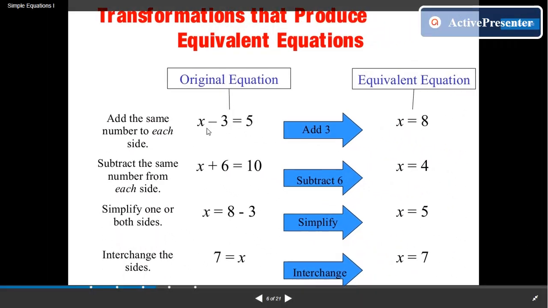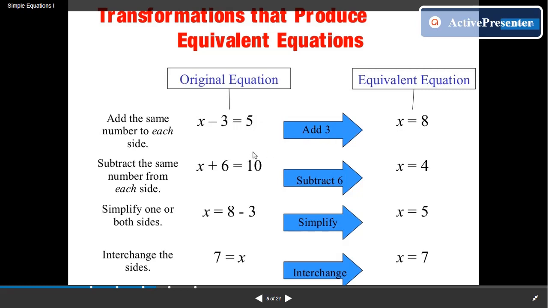So x minus 3 is equal to 5. We need to use inverse operations. So we need to add plus 3 to both sides. If I add plus 3 to minus 3, it's going to be 0. If I add plus 3 to the other side, it's going to be 8. So x equal to 8.